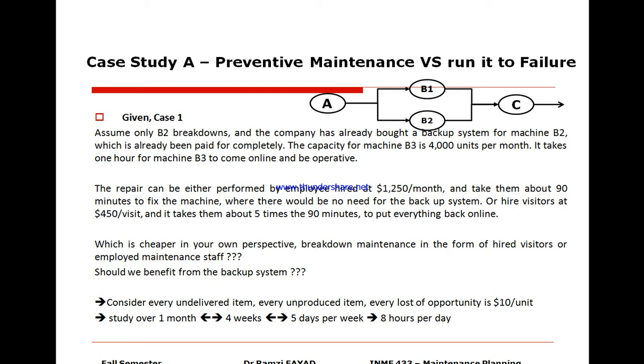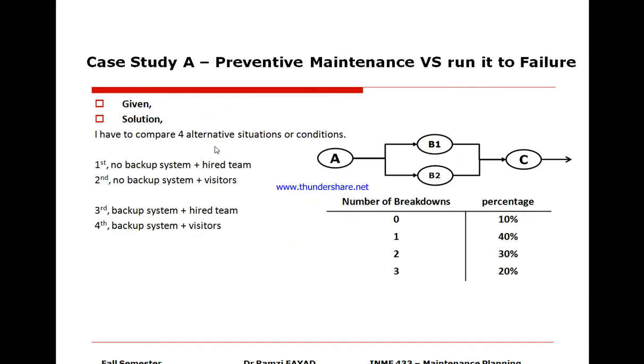Okay, consider every undelivered item, every unproduced item, as a loss of opportunity of $10 per unit. If the study is over 1 month, 4 weeks, 5 days per week, 8 hours per day. So we have, as we said before, 4 scenarios: no backup system with hire team, no backup system with visitors, backup system with hire team, backup system with visitors.